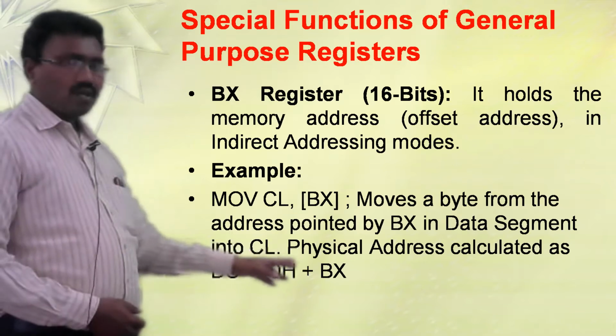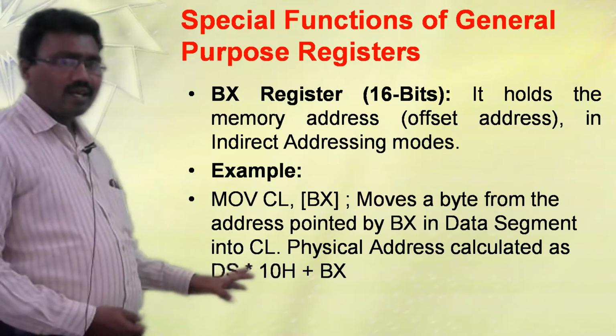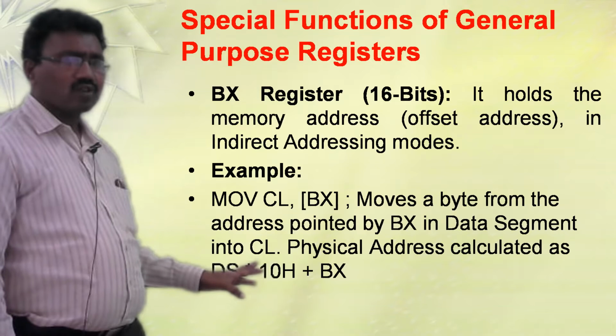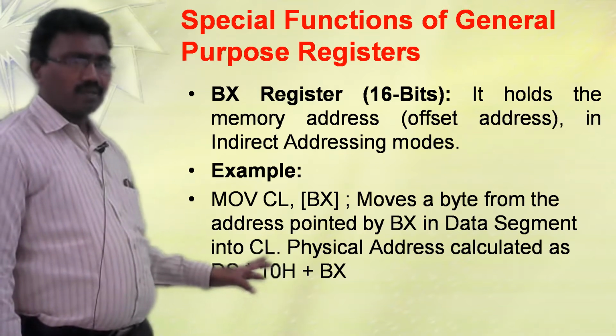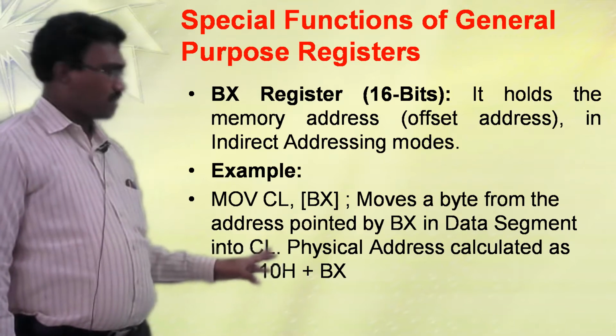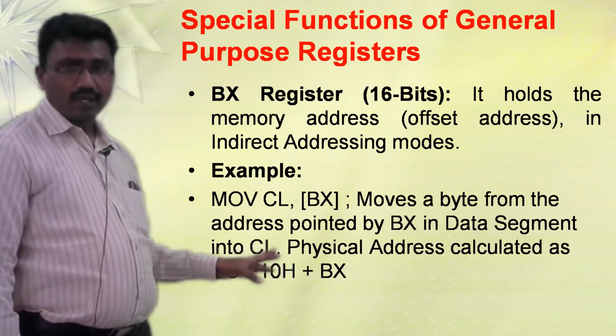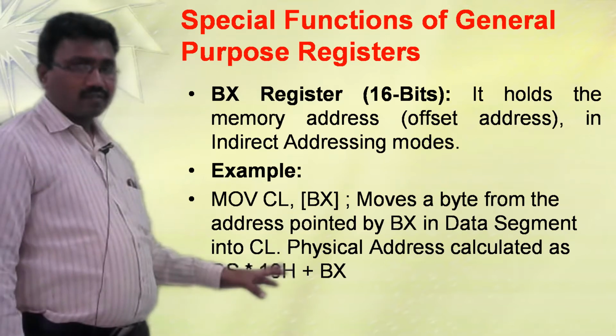Okay. So in this calculation, we'll see how to calculate the physical address of the 8086 microprocessor. The memory address length is 20 bits. The 8086 has 20-bit address lines, which generate a 20-bit memory address. How it generates, we'll see in the coming sessions.